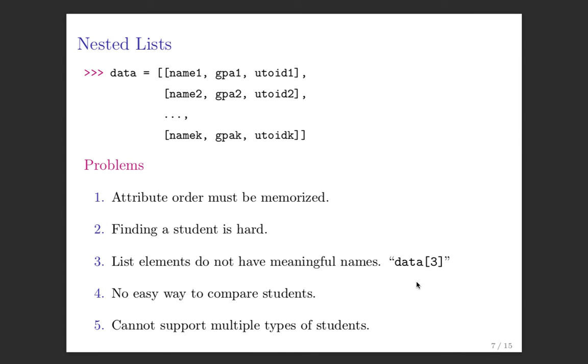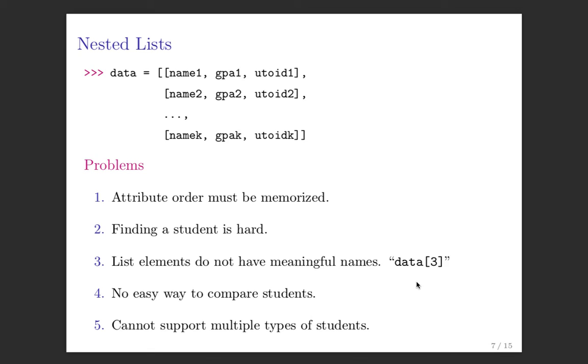So one step back from your better answer is just use lists, right? Just store a list of triples, and just remember that we're storing name, GPA, user ID. And you could do that. But there are a lot of downsides to this. First of all, you have to memorize the attribute order somewhere. The list ordering is very relevant, right? Swapping the GPA and the user ID in the fields swaps those values in the attributes. That's not very good, that you have to somehow remember the order of the attributes to pull out information.